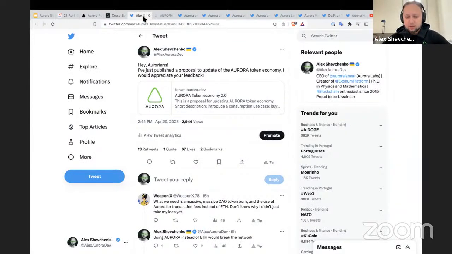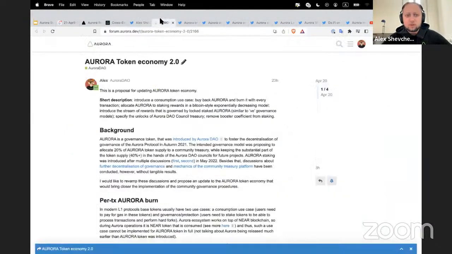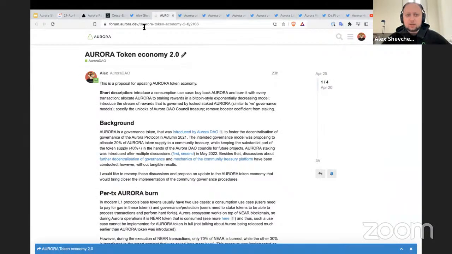ecosystem. I have been taking quite a lot of time thinking about the Aurora token economy and consulting with different people and throwing some ideas. And I consolidated the new post on the Aurora Governance Forum. That is located at Aurora Token Economy 2.0. You are able to easily find this post about the updates to the Aurora Token Economy.